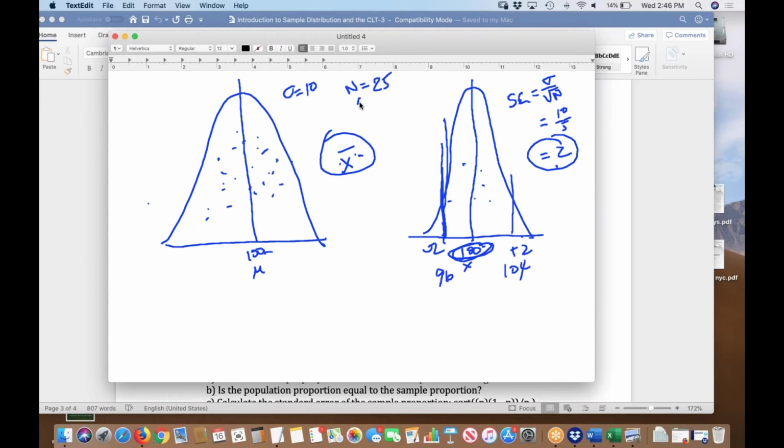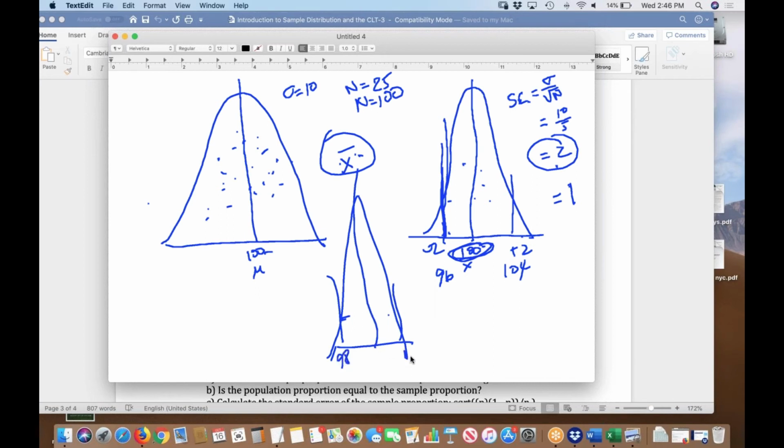If I had taken a sample size of 100, well, this would have been even skinnier, right? And then the standard error is only going to be equal to 10 over 10, which is only 1. So I'd be 95% sure that it would be within two standard deviations, or in other words, between 98 and 102, right? It makes it less and less likely that I'll get an extreme value, a sample mean that's far from the mean, when I increase the sample size.